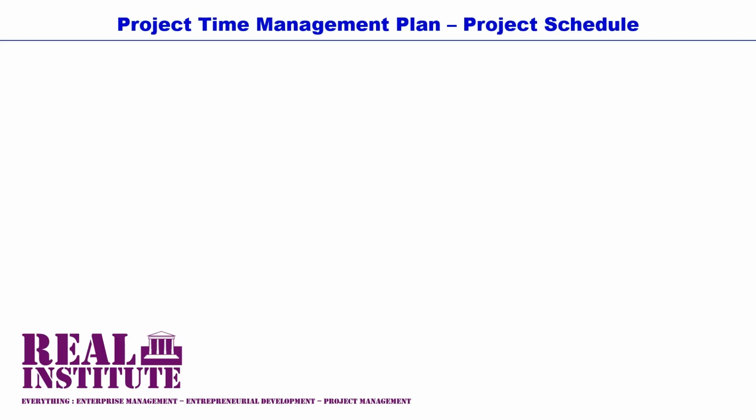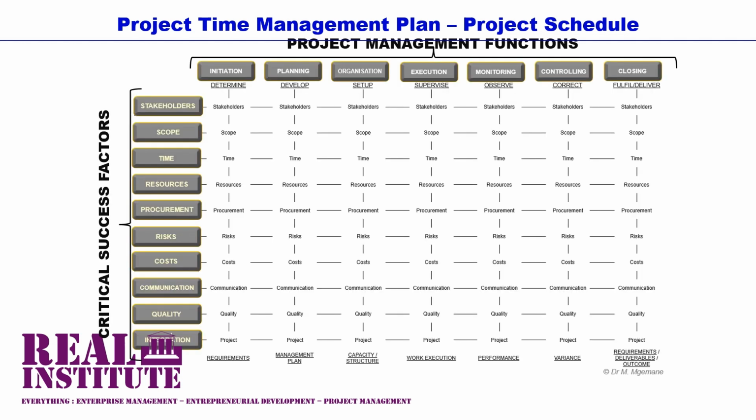Now back to the process of creating the project schedule. It is a scheduling process and it is a planning process. Project time management planning, also referred to as project scheduling, is a process that falls under the project management planning function and the project time critical success factor or knowledge area. It is a process of determining a project schedule or a process of developing a project time management plan.